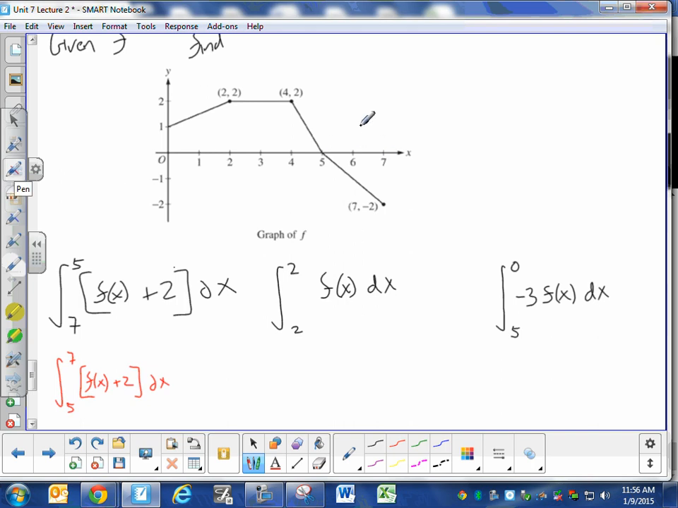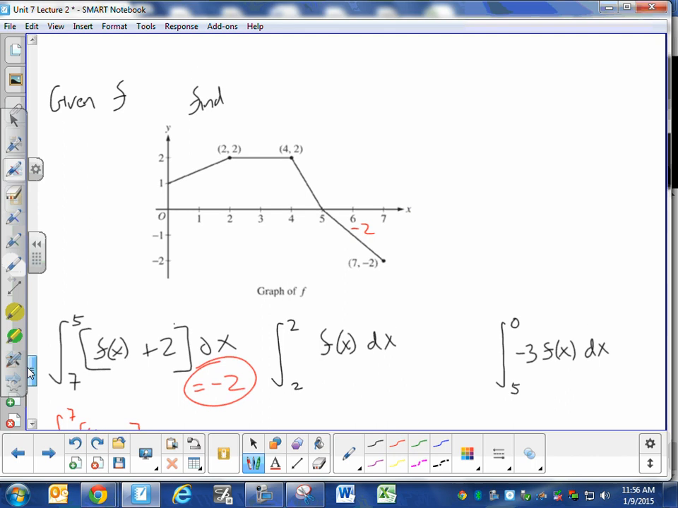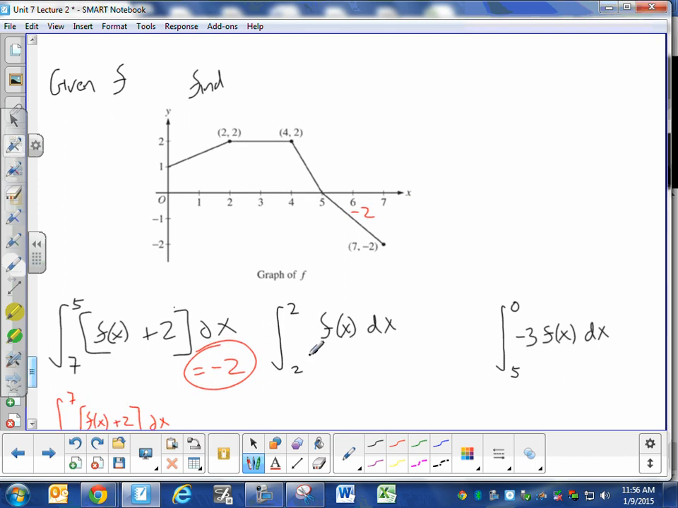So from 5 to 7, this area is a triangle. It's a 2 by 2, so this is -2. So from 5 to 7, this would be a -2. But since I'm adding a rectangle's worth of area, this would be adding a rectangle that is 2 by 2. This would be an area of 2. So 4 plus -2, that's 2. So if I go from 7 to 5, that's going to have to be -2. Okay? If I have a question that asks me the area between this function and the x-axis from 2 to 2, that's going to be 0. Doesn't matter what your function looks like.